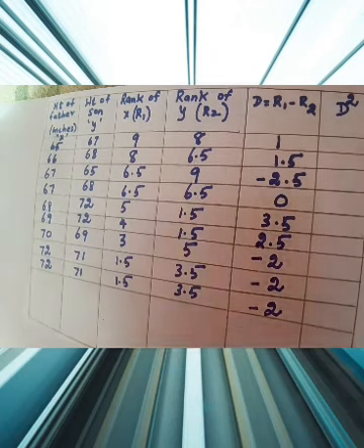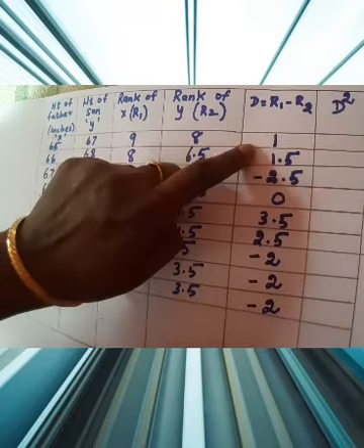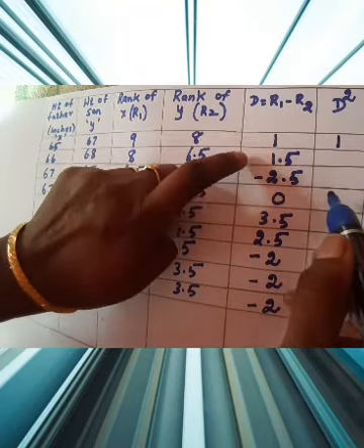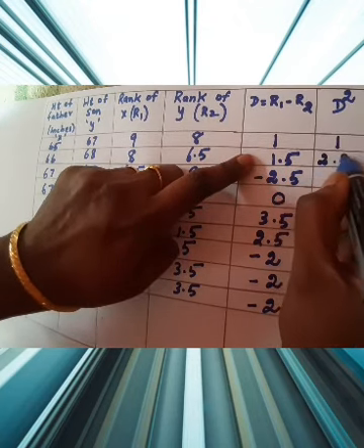Now we will find d square. D square is just squaring the d column. Are you all following? Just squaring the d column. 1 square will give you 1. 1.5 the whole square will give you 2.25.